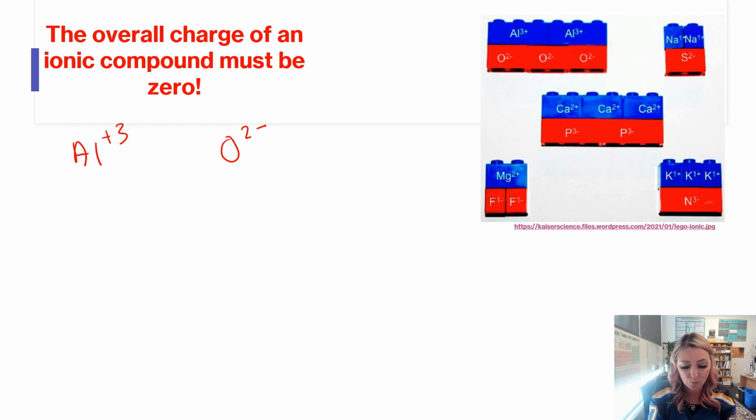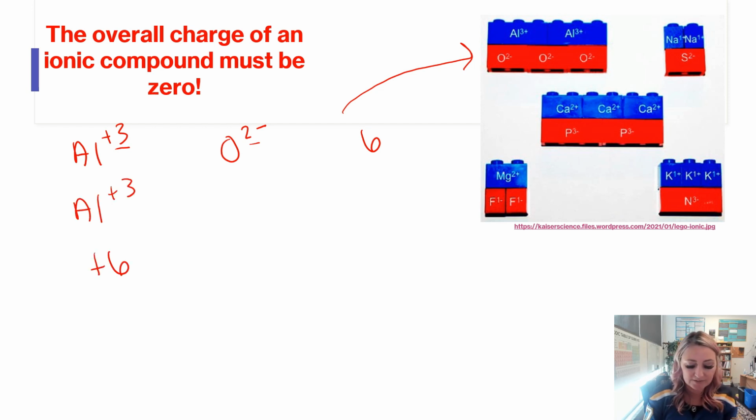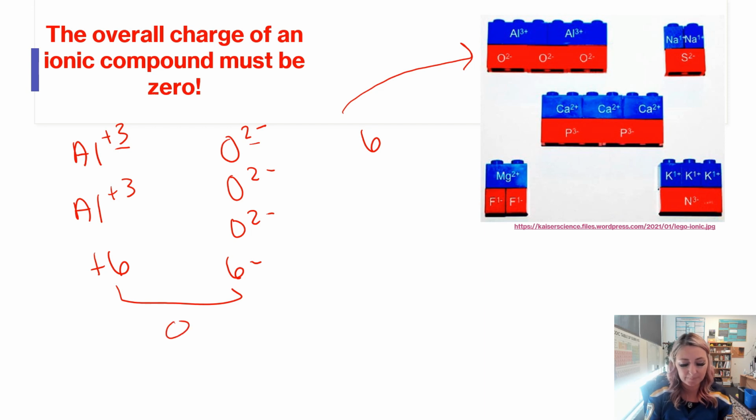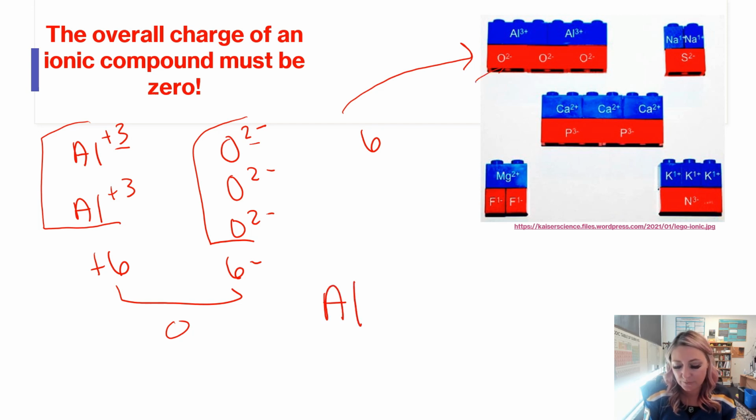So if I were to have these in a 1-to-1 ratio, that wouldn't work. Instead, I want you to think about this image over here with the Legos. The first number +3 and -2 have in common is 6. So I'm actually going to need a total of 6 positive charges and a total of 6 negative charges for this sum to be 0. Okay, so that means I'm going to need 2 aluminums for every 3 oxygens. So that's what we see with our Legos. You have 3 red blocks for the oxygens for every 2 of the blue blocks of aluminum.